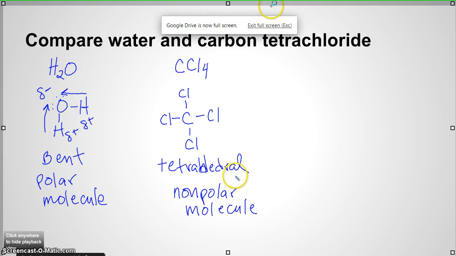So what we're going to talk about in class is how to look at a shape and know whether that geometry is polar or nonpolar based on its structure. So what you're looking for is some sort of asymmetry, something like a bent structure where all of the electrons are being pulled in one direction, versus a very symmetrical structure where all the electrons are being pulled in opposite directions and they're not all going to end up on one side of the molecule.